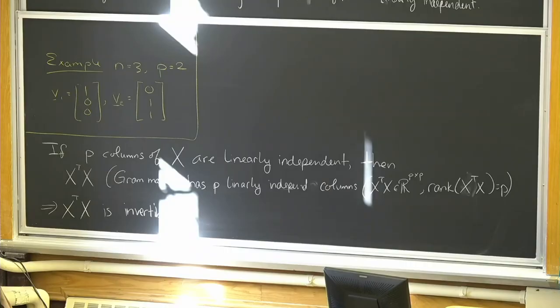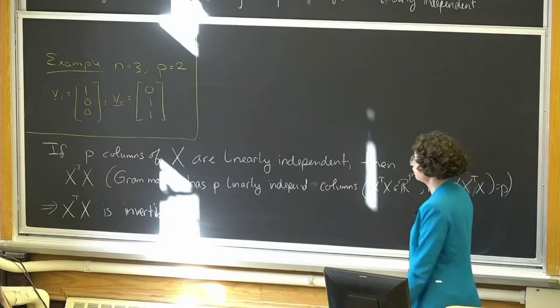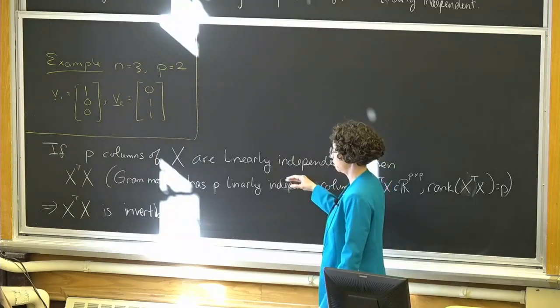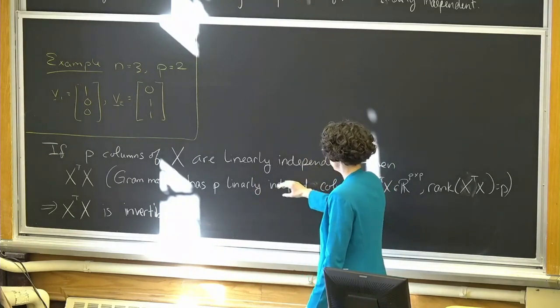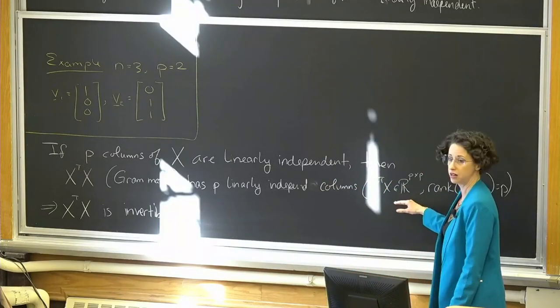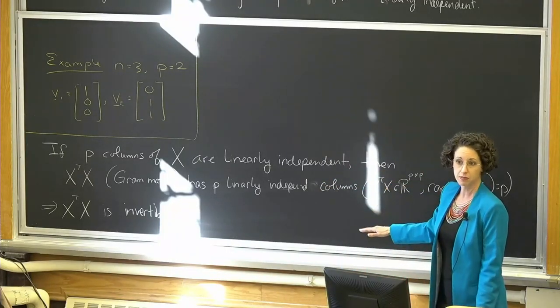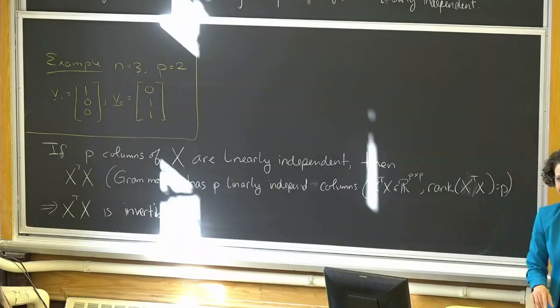The term Gram matrix, is that just... Yes. So using just the form of the Gram matrix and the fact that the P columns of X are linearly independent, we can derive that X transpose X also has P linearly independent columns. That's written out in some detail in the online notes. I'm just not going to cover it in class today.